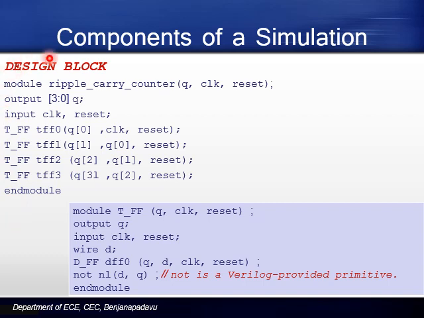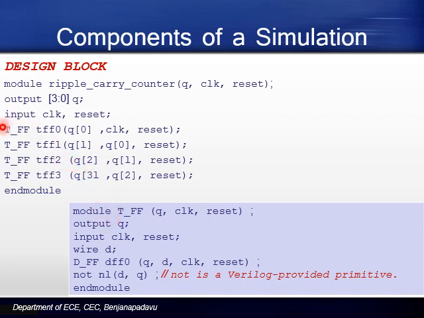I have displayed the design block again for your reference. The design block comprises the top level module, that is the ripple carry counter. This has three terminal lists: Q out as the output, and clock and reset as the inputs. The ripple carry counter consists of 4 component instantiation lines, which instantiate the T flip-flop 4 times. The connections we have seen in the previous lecture.